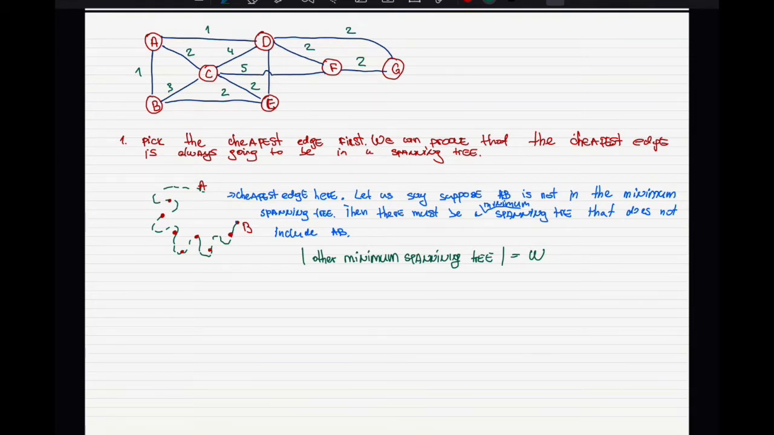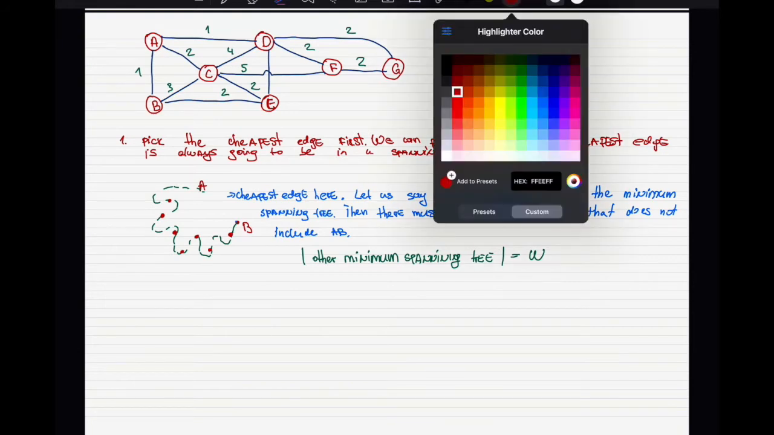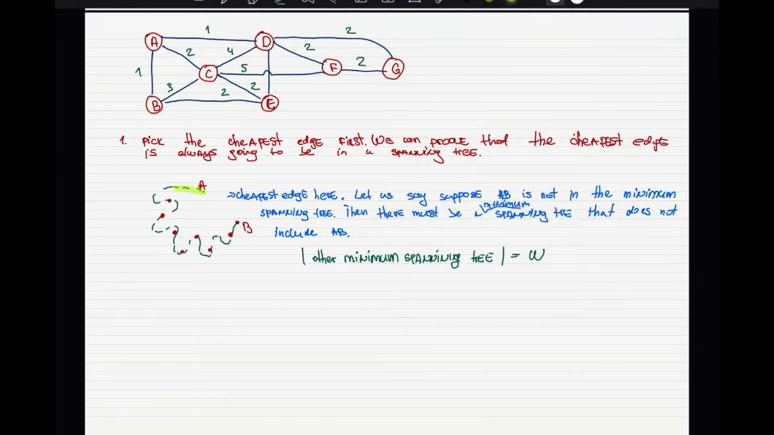Now, what does that tell us? That tells us we don't have a cycle, right? And it means that all the vertices between A and B are connected. So the green that we have here, okay, this is a spanning tree, right? Because there's no cycles and it connects all the vertices A and B. And the cost of that spanning tree is W.